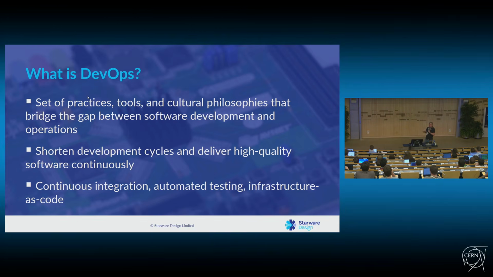So what is DevOps? If we get the definition from the software world, it is a set of practices, tools, and cultural philosophies that bridge the gap between software development and operations. The idea is to shorten the development cycle and to improve the quality of the software. Of course, it has a focus on automation, on collaboration, on quick feedback loops, and has processes like continuous integration, automated testing, infrastructure as code.